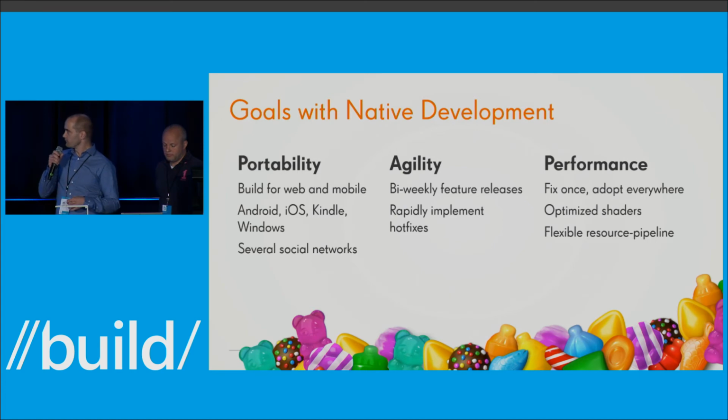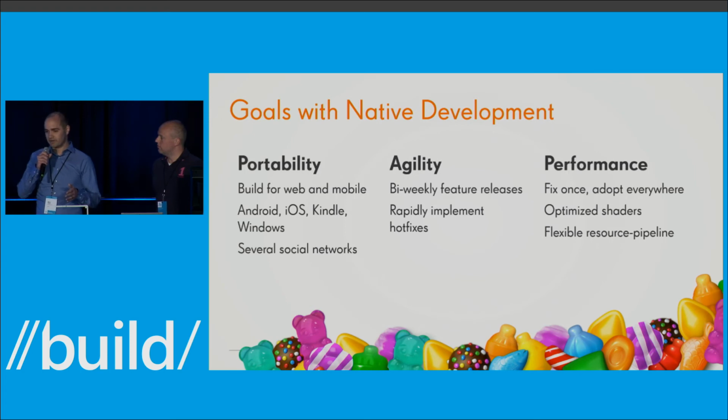When it comes to performance, since some of the fixes or performance tuning are in the engine, if you fix it once, it will flow over to all the different platforms. We have optimized shaders, and we have a fairly flexible resource pipeline, so we can adapt that for different platforms. In the Windows Phone case, we can use low DDSs for textures to get a better slice of the app, for instance. So that's about the Candy Crush project.